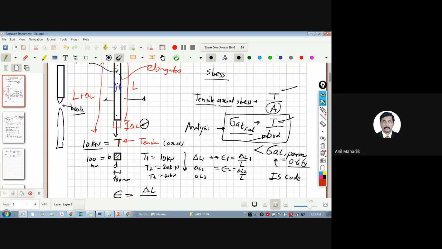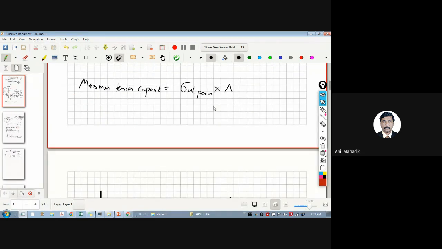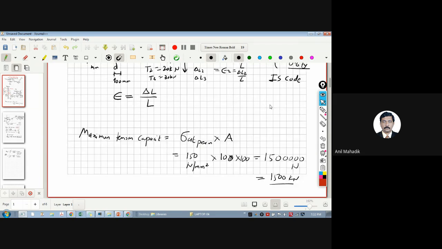So B is 100 mm, D is 100 mm. Can you tell me? Sigma at permissible is 150 Newton per mm square, and the area is 100 mm by 100 mm. What will this number be? It is Newton only, not Newton per mm square. So in kilonewton, it will be 1500 kilonewton. This is the capacity of this rod.